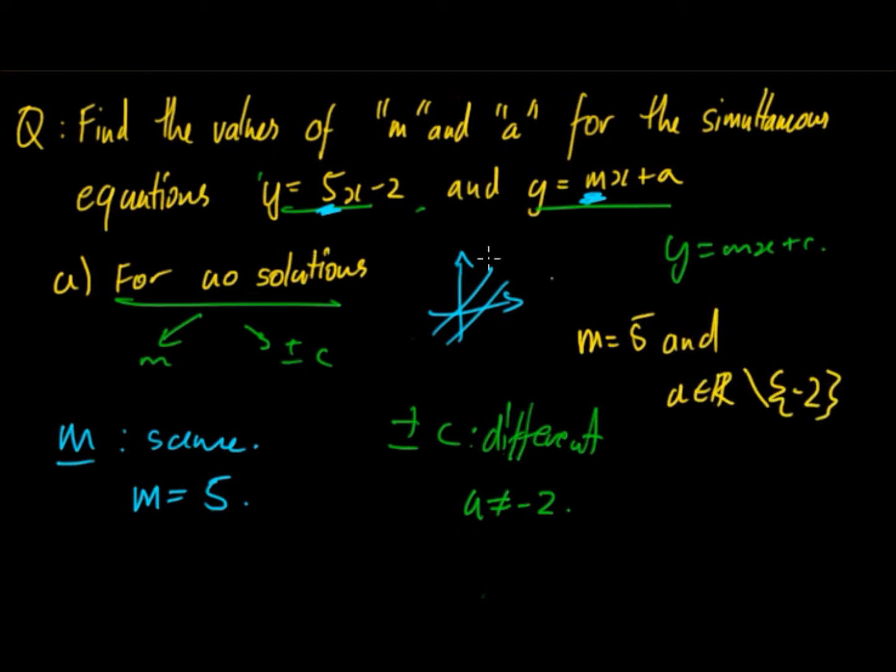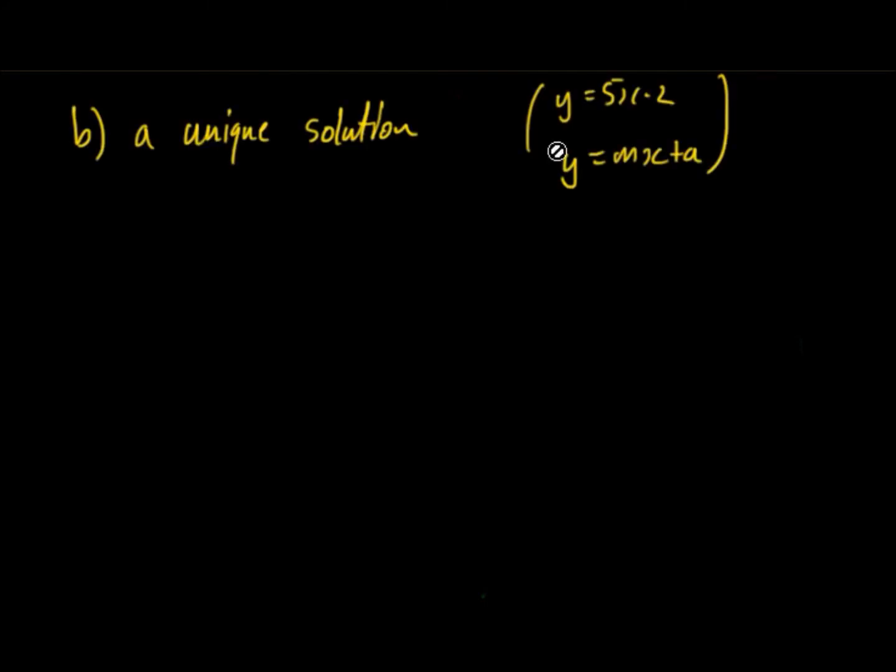And when that is the case, so when m is equal to 5 and a is any value apart from -2, then we'll have no solutions for these simultaneous linear equations. So what about if we had the same question, but now they ask for a unique solution? So I just got the equations there so we can remember what they are. So for unique solutions, firstly we'll look at the gradient. So the gradients have to be now different. So that means m cannot equal 5.